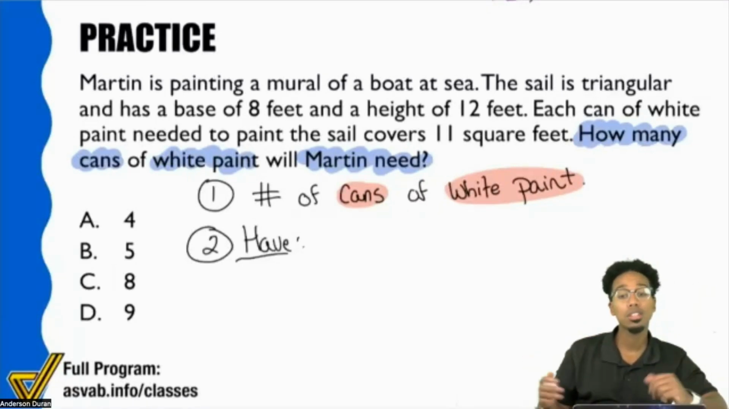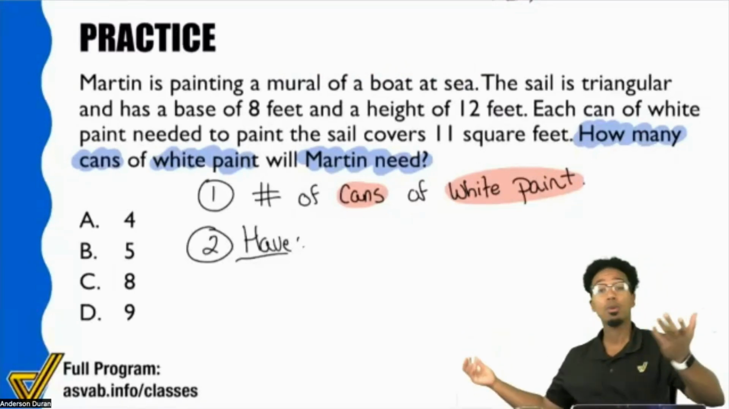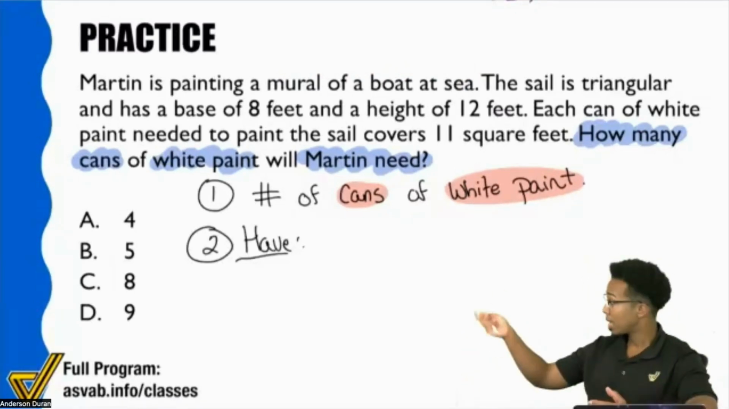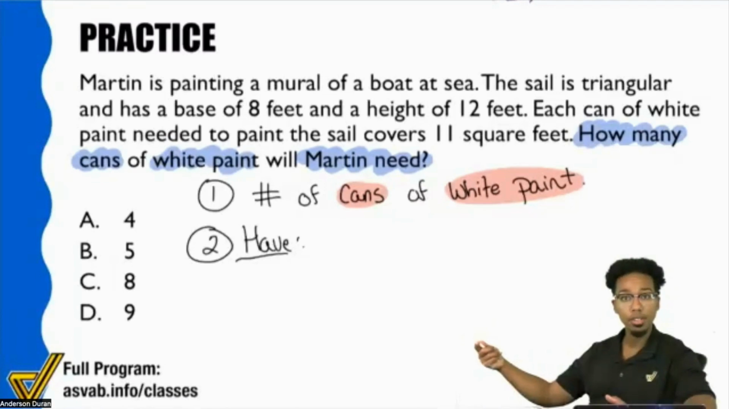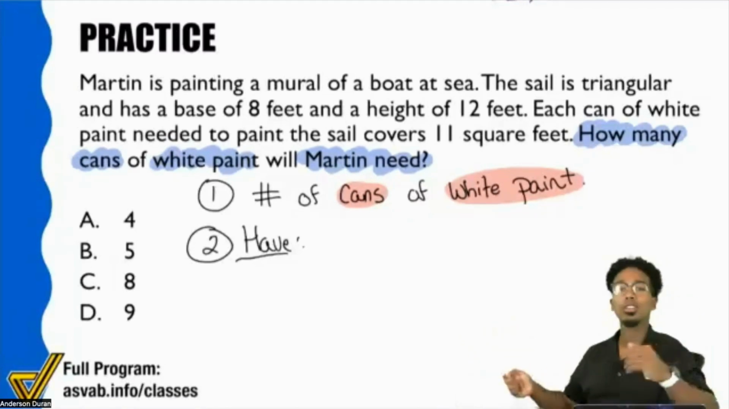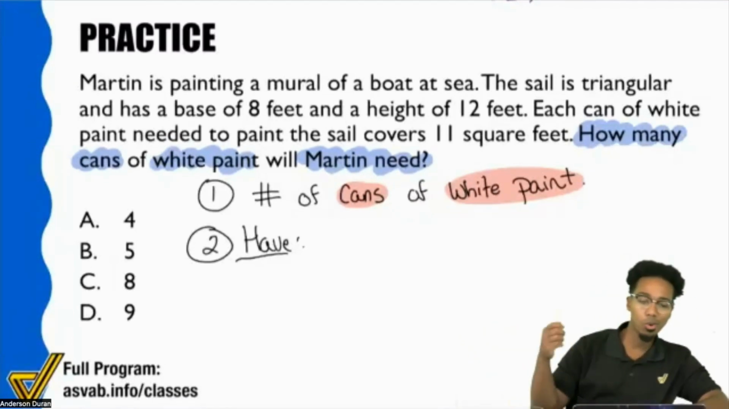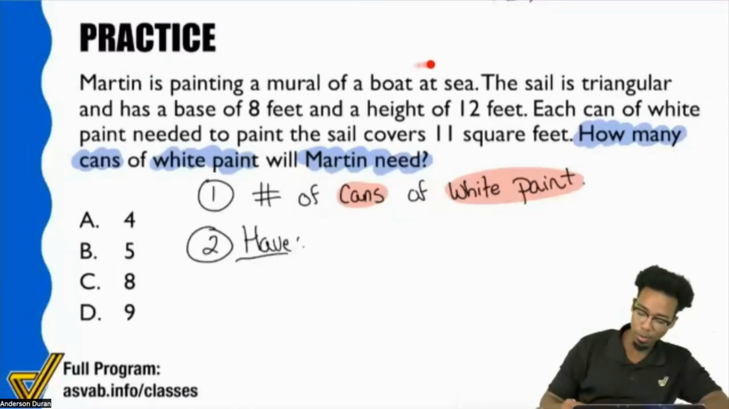Let's read the story. So in the sense of a story, we're saying, hey, Martin is painting a mural of a boat at sea. Okay, cool. Can you imagine Bob Ross painting a boat right there in his office? I sure can. Used to watch that all the time as a kid, right? So cool. We got Bob Ross painting a mural of a boat at sea.